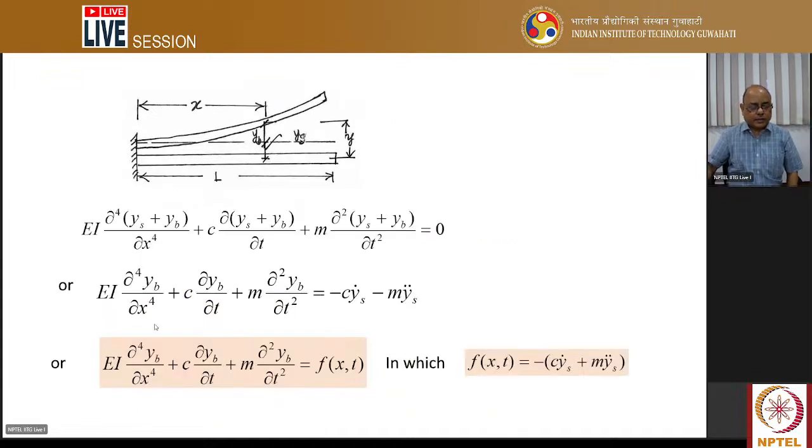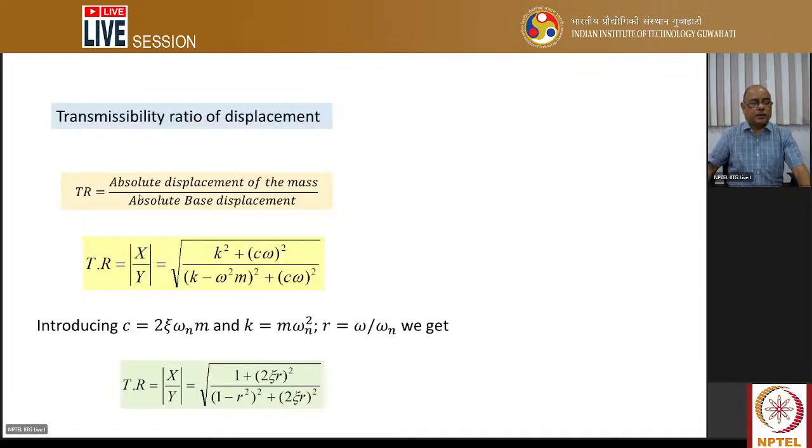find that the right hand side contains two terms, minus c y dot s minus m y double dot s. So these are the forcing function for the beam when the support has a displacement. And yb is the displacement of the beam, that is the elastic deformation of the beam. Total displacement, of course, has to be found after adding the base motion.